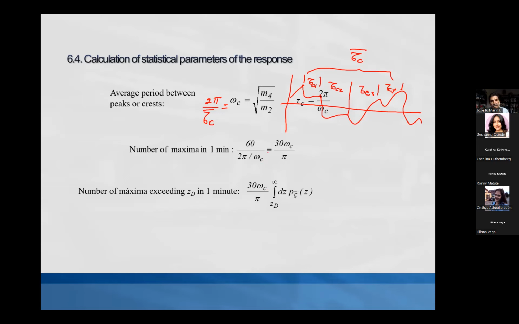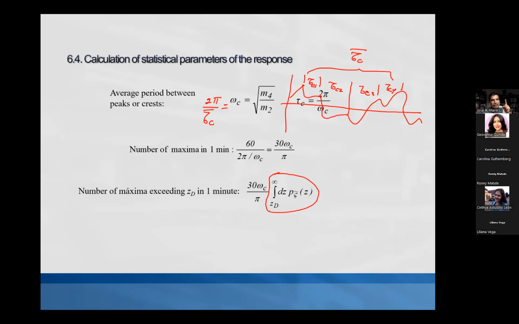So what we can do is this. We can assume that these crests follow the Rayleigh distribution. So this is going to be the probability that Z sub D is being exceeded. If I multiply this probability times the number of crests that I'm going to have in 1 minute, this product will give me the number of maxima in 1 minute that have exceeded Z sub D. Okay, for example, let's suppose that number is 20.